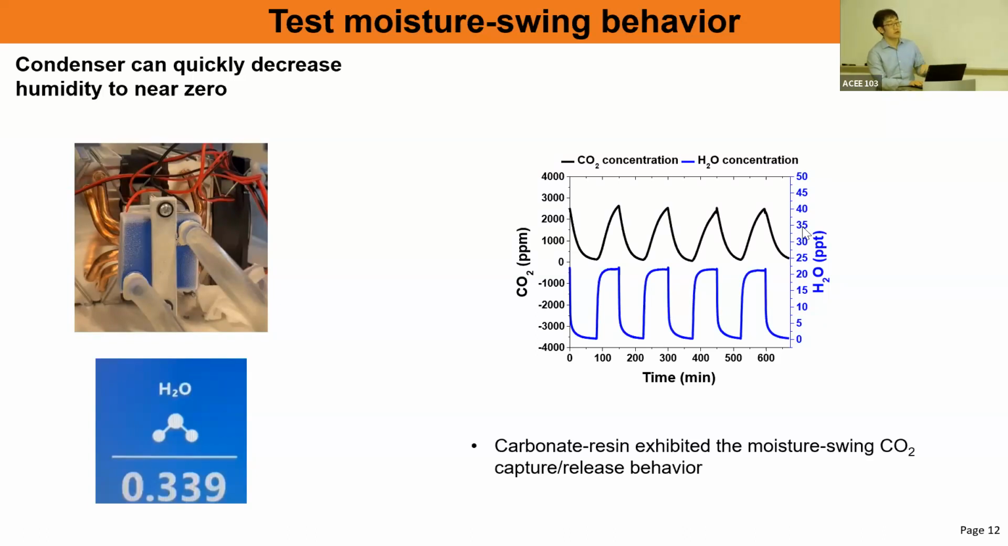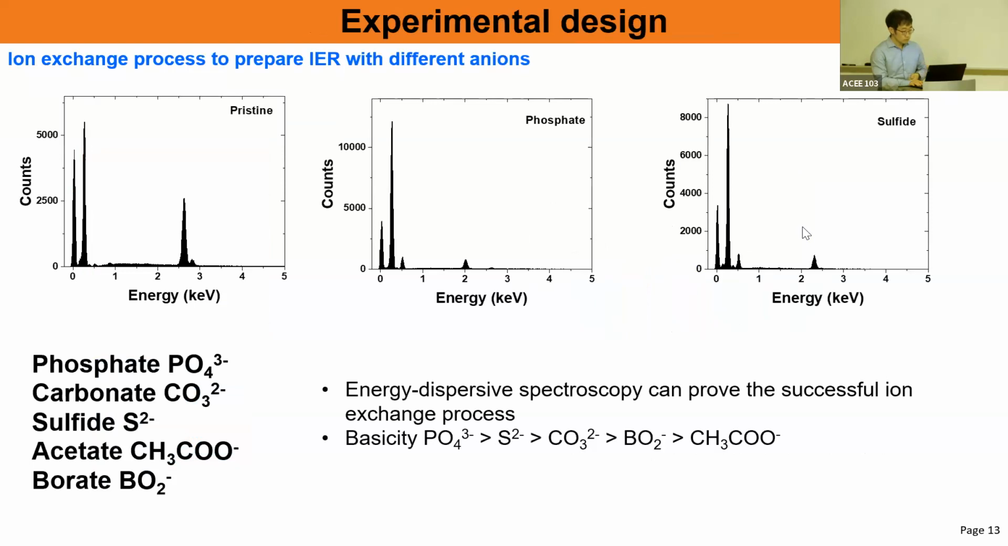So now we have the baseline. We know this carbonate resin works. What about other resins? Our strategy is very straightforward. We take the resin and exchange it with different kinds of anions that we know. For example, we can change to phosphate, sulfide, borate, a lot of things.